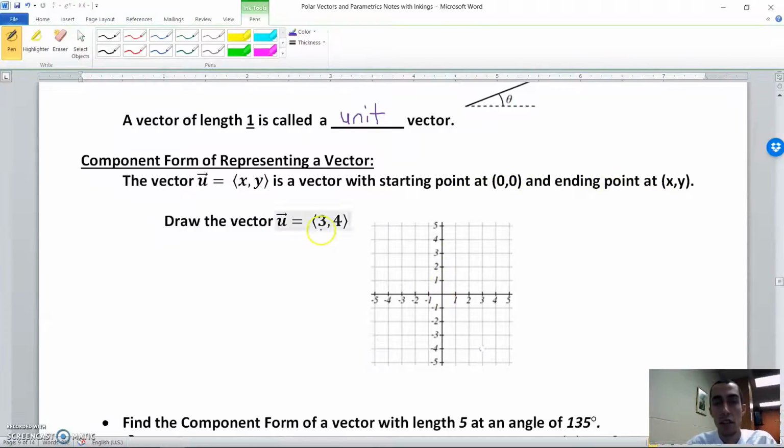And so the vector ⟨3, 4⟩ would have a starting point of (0, 0) and an ending point of (3, 4). And so then this vector would go up and to the right and in this direction.